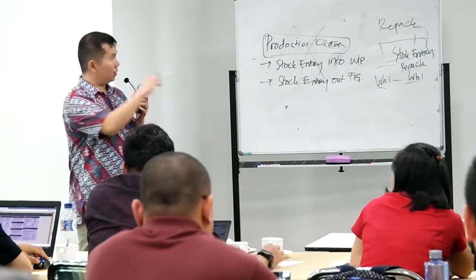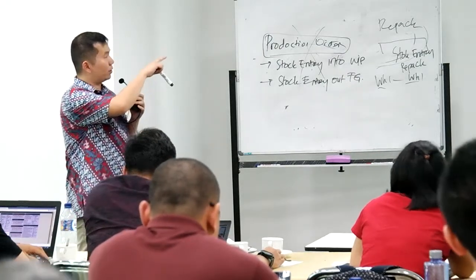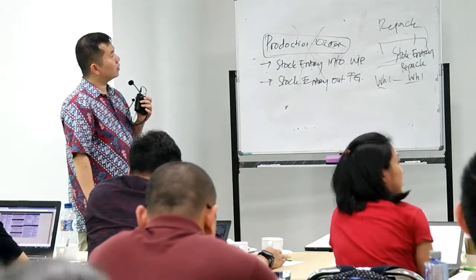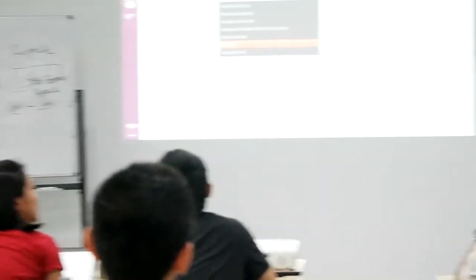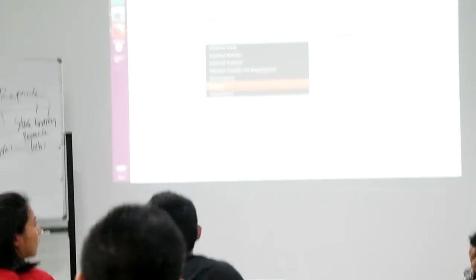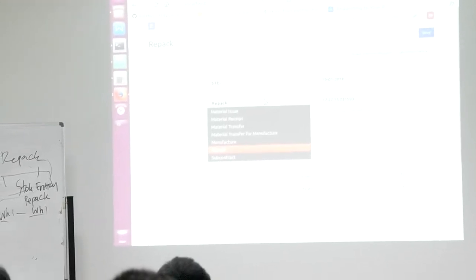So in ERPNext, on the stock entry, you can go up and define the purpose. In ERPNext, all the purposes for the stocks are here. So it's like a GL for the stocks. Let's say you do a material issue. Basically, a material issue is like a delivery note.